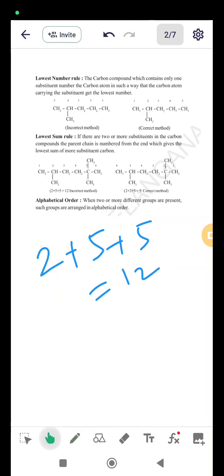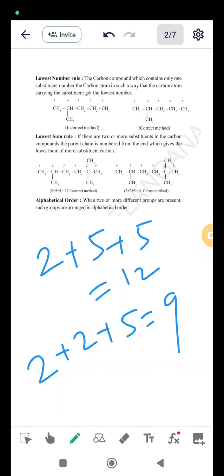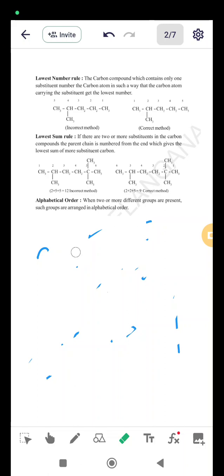So here if we take this as 1, this will be 2. There are 2 methyl groups on 5. So 2 plus 5 plus 5, this will be 12. But if we take from right to left, this will be 2 and this will be 5. So then it will be 2 plus 2 plus 5, this will be 9. So which is correct? Yes, this will be the correct method. So we have to take from right to left in this carbon compound.